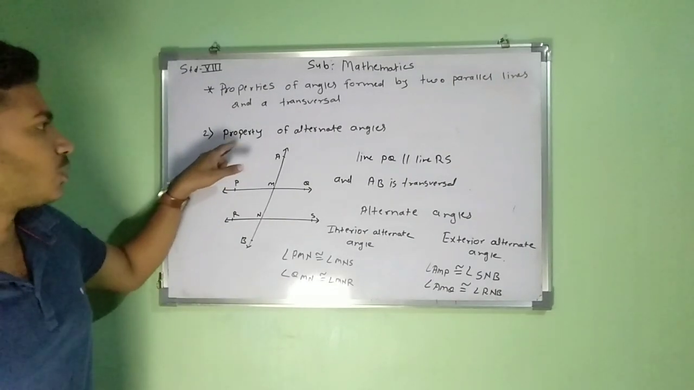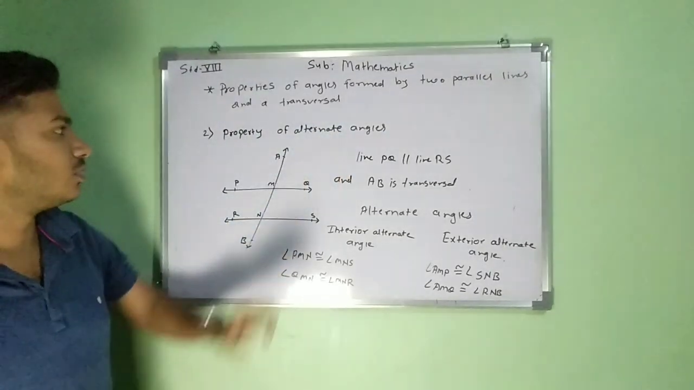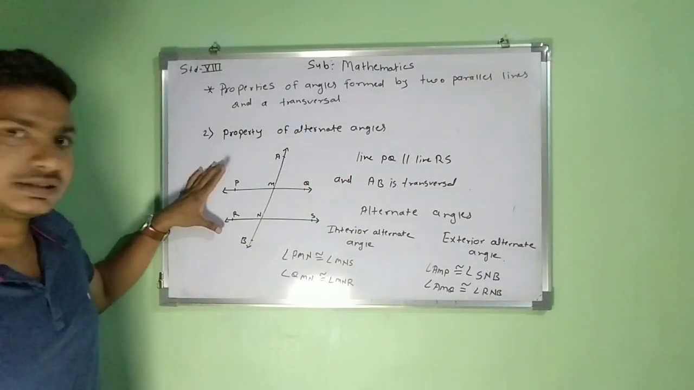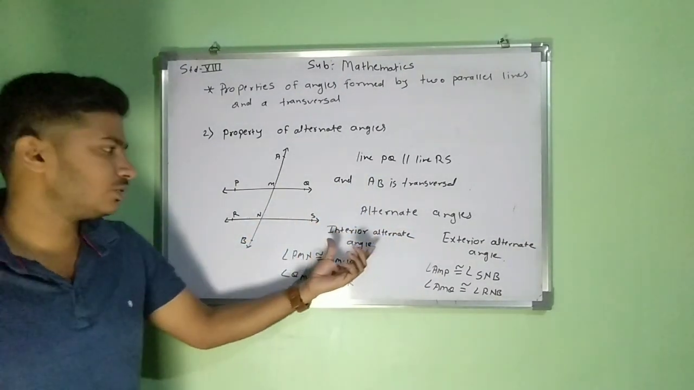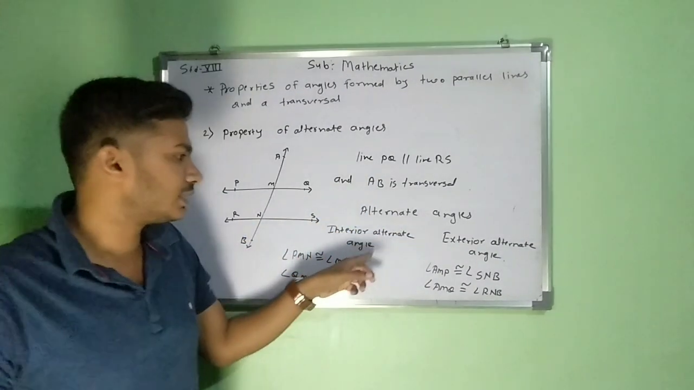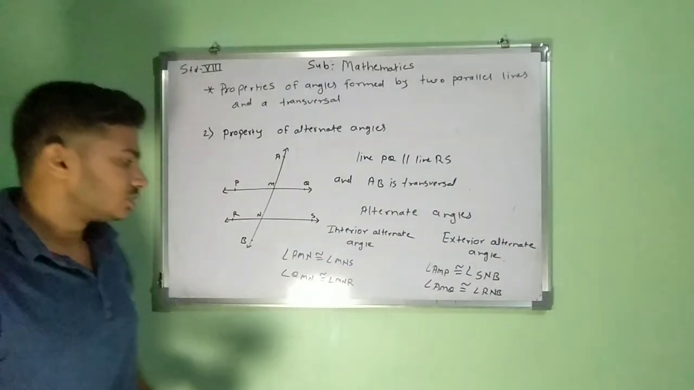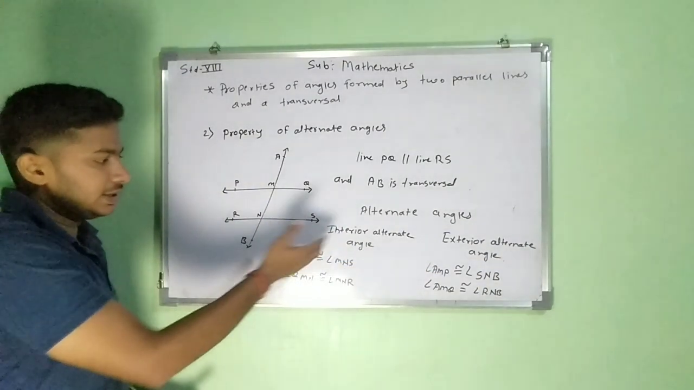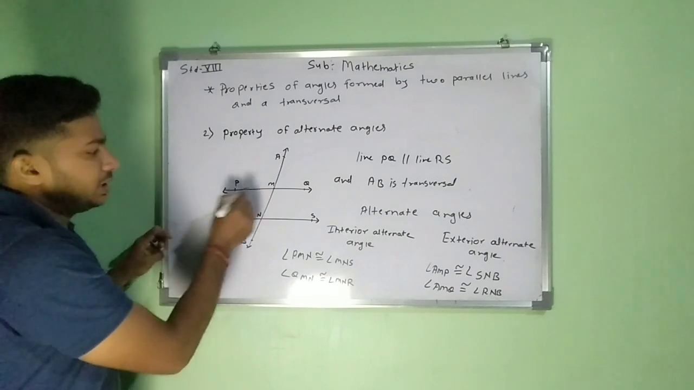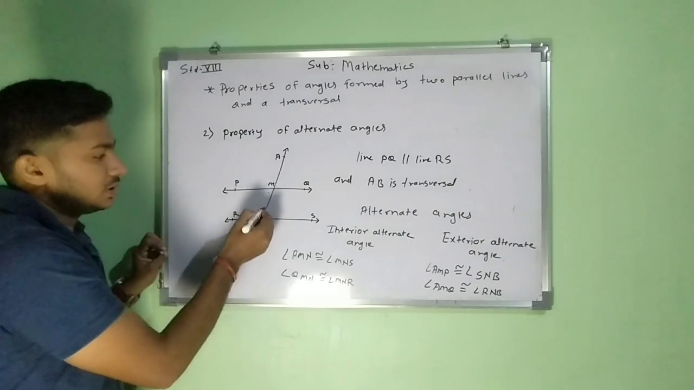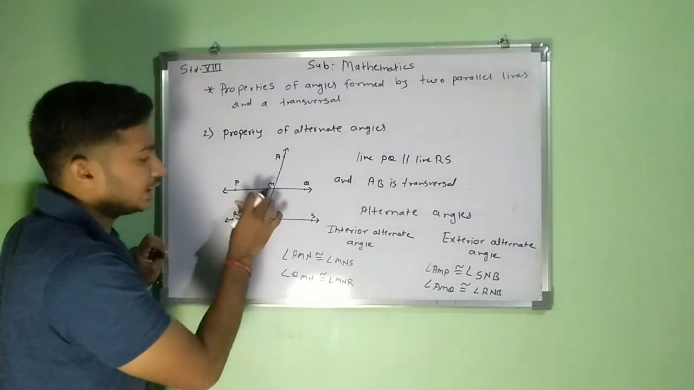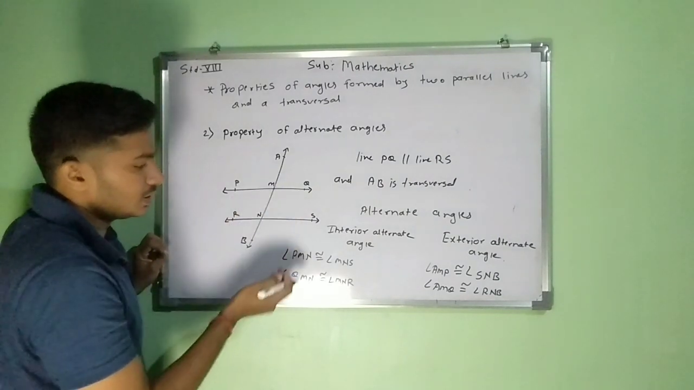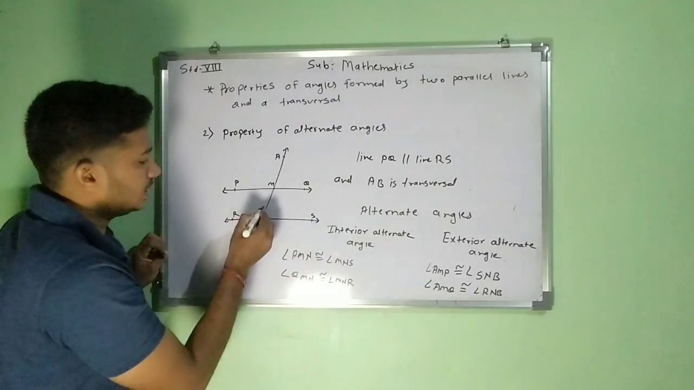So our next topic is properties of alternate angles. Now if you look at this diagram, I have written some alternate angles. In alternate angles we have two parts, interior alternate angles and exterior alternate angles. If you look at interior alternate angles, angle PMN, this angle, is interior, and the interior angle alternate to it is this one.